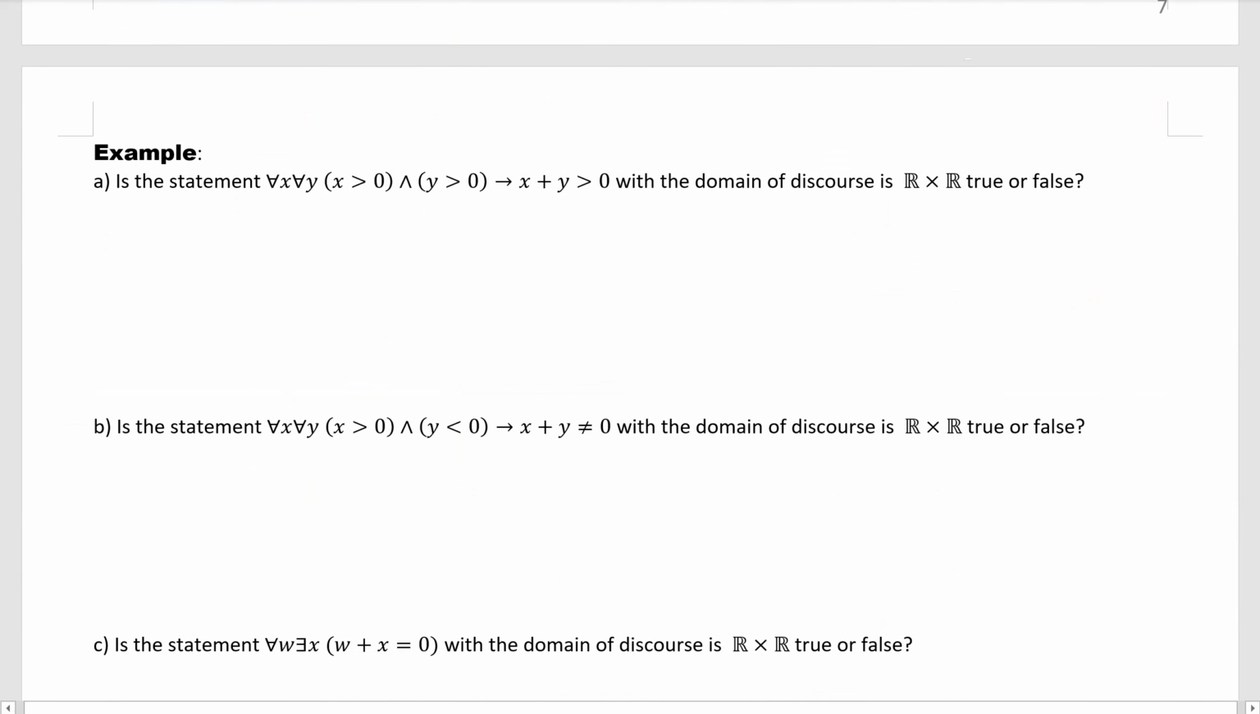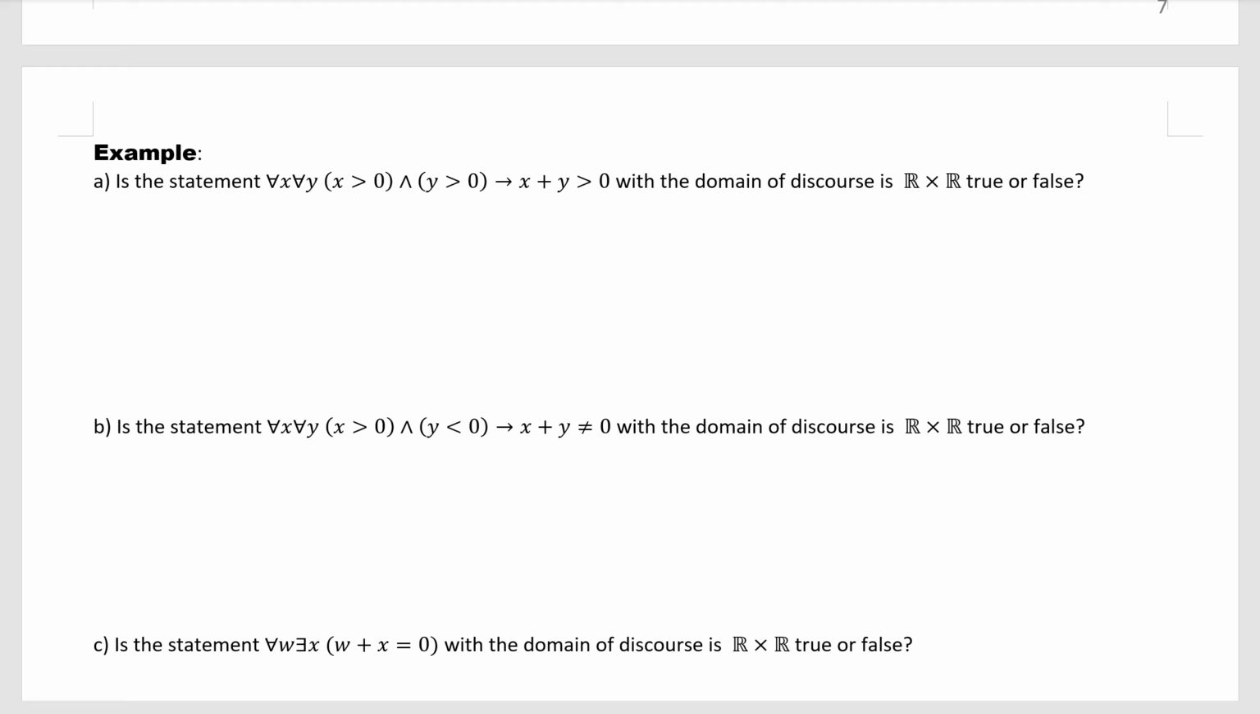Okay, let's look at more examples. Part A is the statement for all x, for all y, x greater than 0 and y greater than 0 implies x plus y is greater than 0, with the domain of discourse R. Is it true or false? Let's see whether it's true or false.